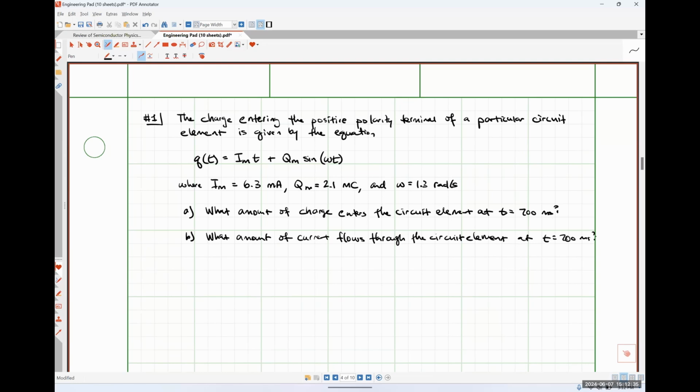All right, so I think, or at least I hope, that it is fairly obvious that this question is testing our knowledge of the relationships between charge and current. Okay, so that's where all of the equations that we're going to wind up using are coming from. So for part A, what amount of charge enters the circuit element at t is equal to 700 milliseconds? How do you think we're going to approach that?